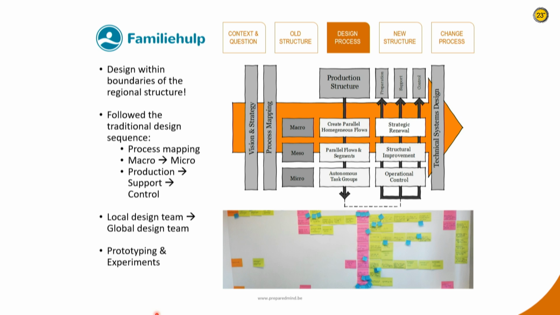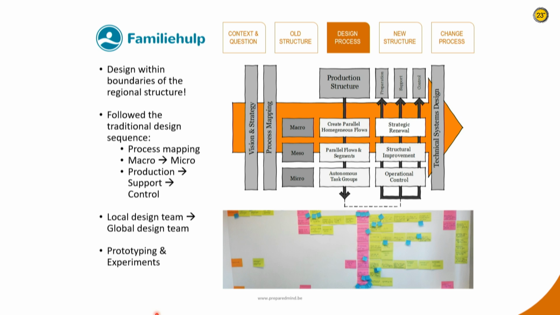So the design process was a design within the boundaries of the regional structure. That was our important start, followed by the traditional design sequence. And you see that in that figure. You have your vision and the strategy. At the left side, you have the process mapping. You have to think about your primary care processes from the beginning of the help until the end, and to think in process mapping, starting from macro level to micro level. Think about production, think about support, think about control and coordination.